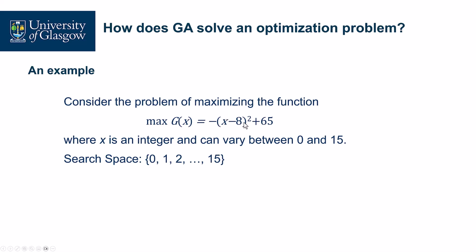So as you can see, what is the optimal value of this function? 65 is minus something. So to maximize it, we want this item to be as small as possible. So when x equals 8, this one is 0. So the maximum of g(x) is 65, right? So the solution of this optimization problem is x equals 8. Now we will see what will happen if we follow the GA process.